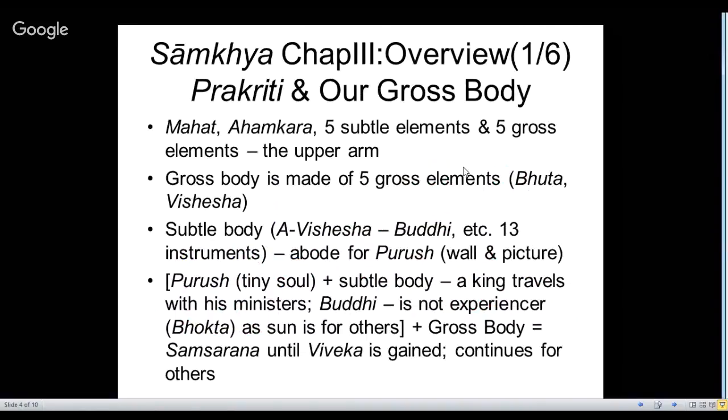We will see this here. I will not go statement by statement, so let's quickly go through it. Mahat, Ahankar, 5 subtle elements, and that gives us the 5 gross elements. That is the upper arm, and that is the subject under consideration in the third chapter. So the gross body is made out of 5 gross elements. They are also called Bhut as well as Vishesh. We have discussed these terms many times. The subtle body is Avishesh, which is Buddhi and the other 13 all put together, 13 instruments. So this is me, my soul is enveloped by these 13. These 13 are like the abode of Purush.